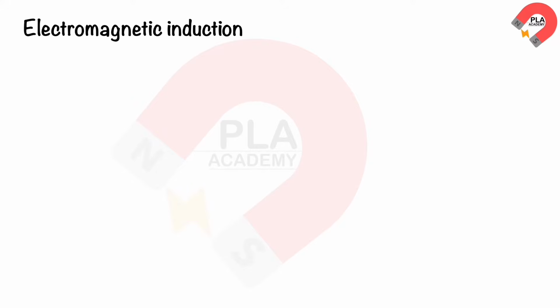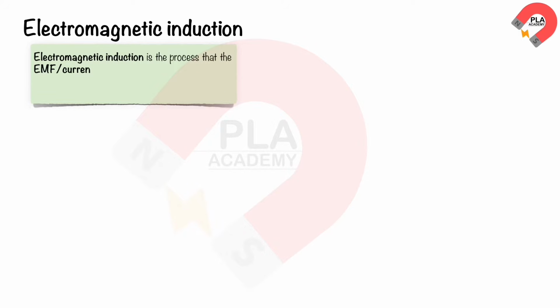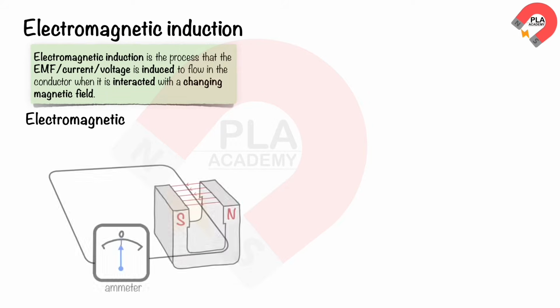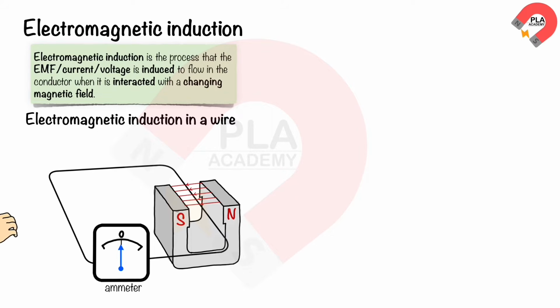Electromagnetic induction. Electromagnetic induction is the process in which an EMF, or current, or voltage, is induced in a conductor when it interacts with a changing magnetic field. Electromagnetic induction in a conductor wire. When a wire moves upward through the magnetic field and stops, it induces current in the wire. This induced current causes an induced EMF in the wire.